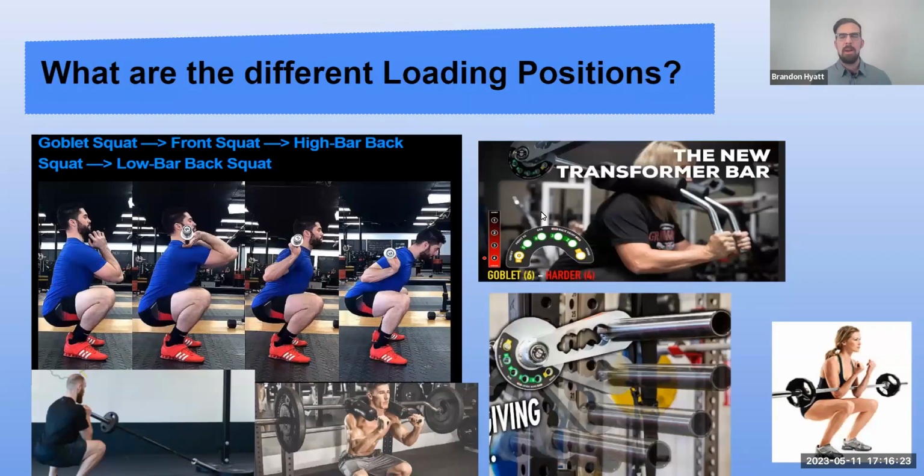So I've been talking about loading positions for about 10 minutes now. And how would we define a loading position? Well, I would define the loading position as the position of the external load on the freestanding body, whether that's a barbell, a kettlebell, a safety squat bar, or something else. There's a lot of different loading positions out there, and we're going to break down a lot of them and see what the research says about them so that you can make informed programming decisions with your client.